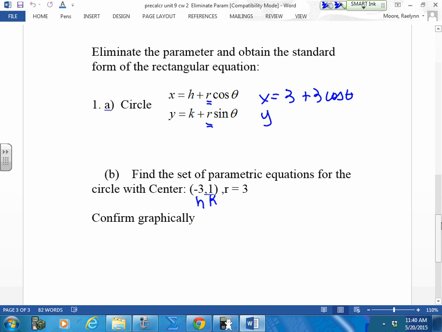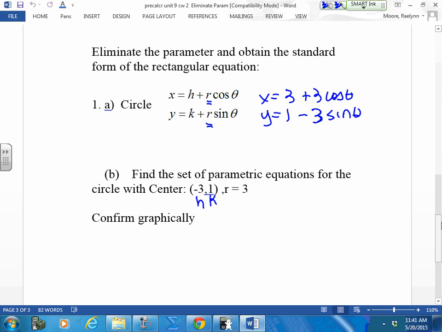And your Y for your parametric is your K. And your R, it's negative 3. Thank you. Thanks for catching me. Okay, so now you've got your two sets of parametric equations. If you put this in your parametric, again, you have to go from 0 to 360.